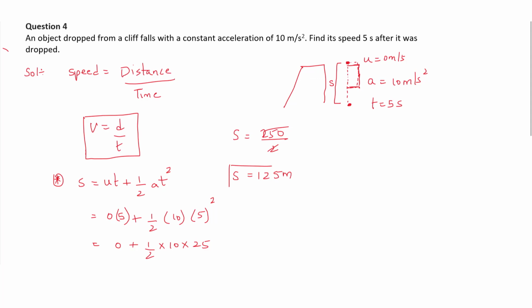So now that we have s equals 125 meter, now we'll understand how to solve the speed. Speed is distance upon time. Here the distance is 125 meter. They are asking to find the speed after 5 seconds. So it will be 5 seconds. 125 divided by 5 is 25. Therefore your speed is given as 25 meter per second.